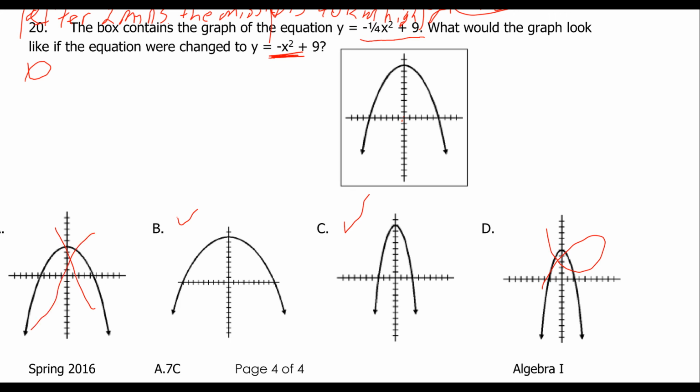Now as we look at these two, B and C, we'll notice that the number on the front, we have a 1 and we have a 1/4. The 1/4 should be wider. This has the 1/4, so that means that this should be skinnier, so the correct answer is C.